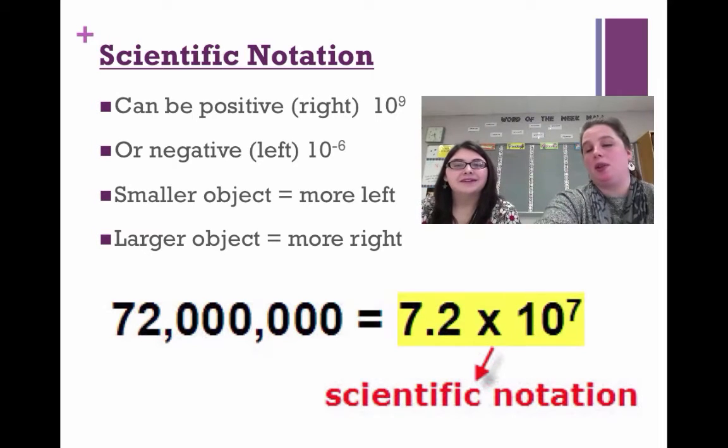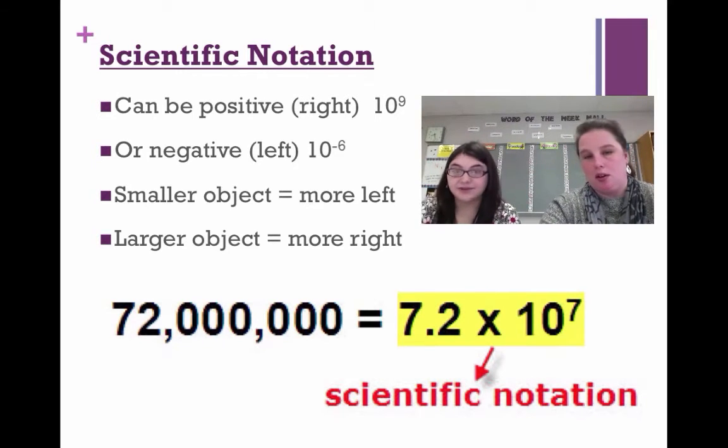Perfect. So very good. So these two things are exactly the same number, correct? Absolutely. Okay, but this one's way easier to write. All right, we'll go with that.